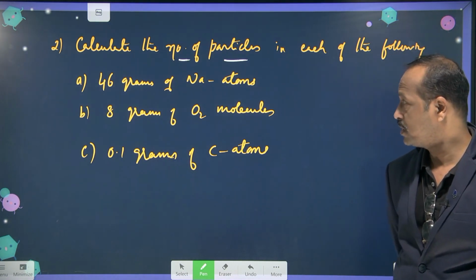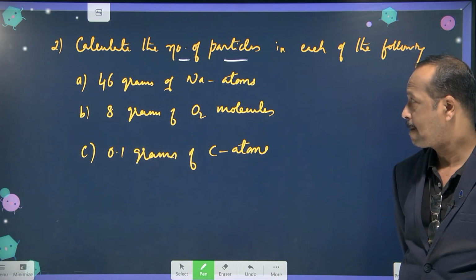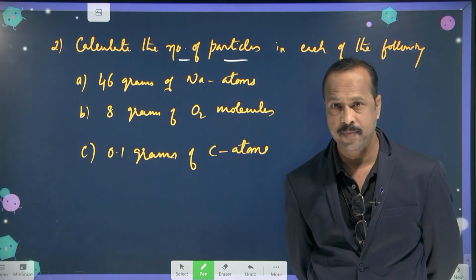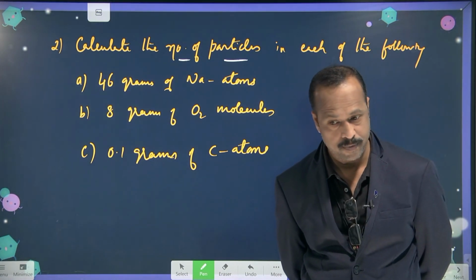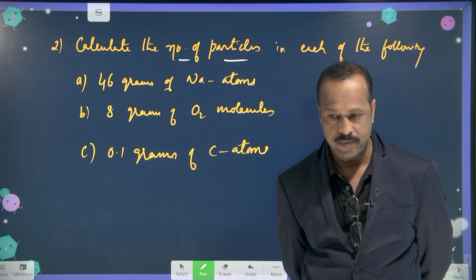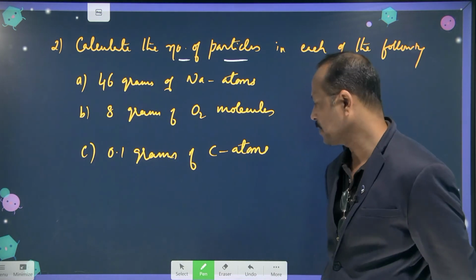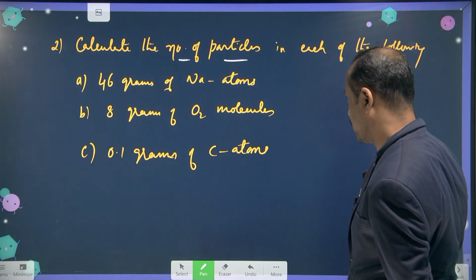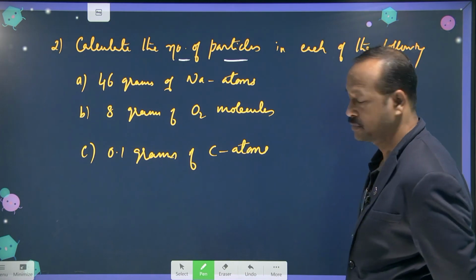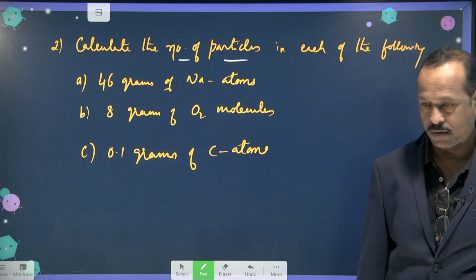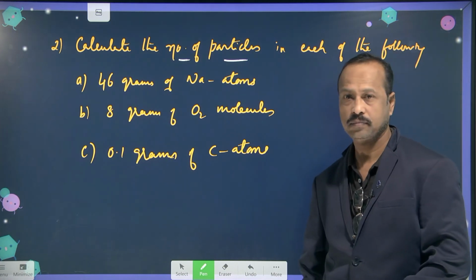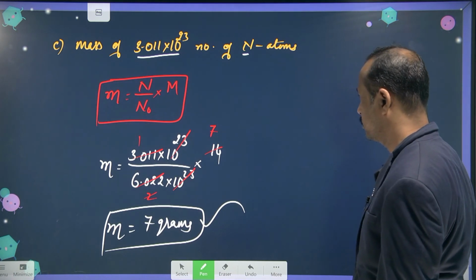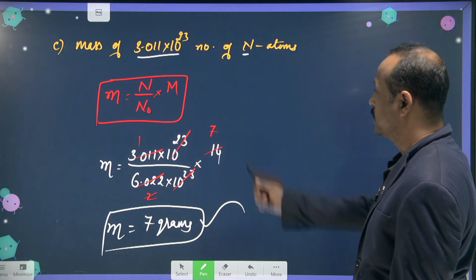What is the answer for the first one? So we should calculate the number of moles, then we will calculate the number of particles. Now you can do like that. Otherwise you can apply the same formula. Till now, whatever formula we applied, this same formula you can also apply, I think. The same formula you can apply.